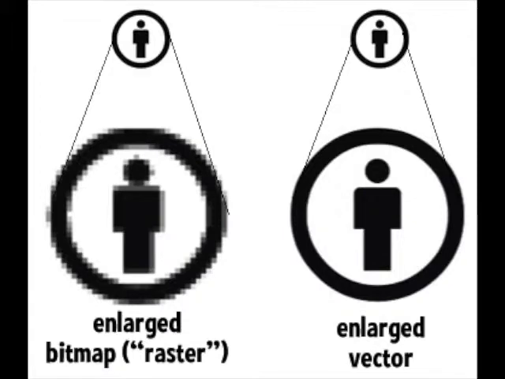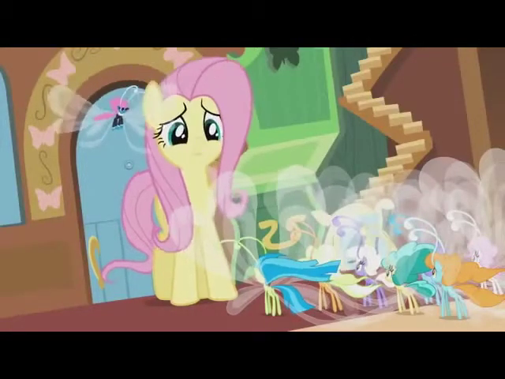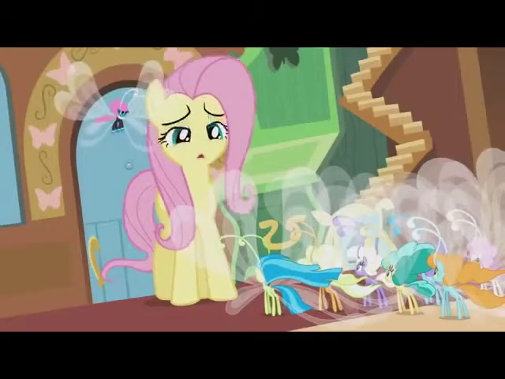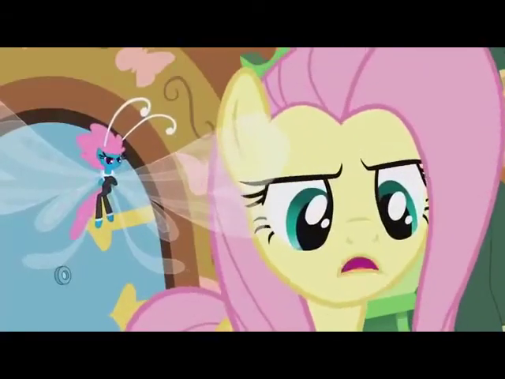Vector images, on the other hand, are formed by mathematical equations which create a series of points connected by straight lines and curves. The quality of a vector image will never change. Flash is a multimedia platform used to create vector graphics, animations, and games that can be played in the Adobe Flash Player. My Little Pony: Friendship is Magic is an example of a Flash animation.